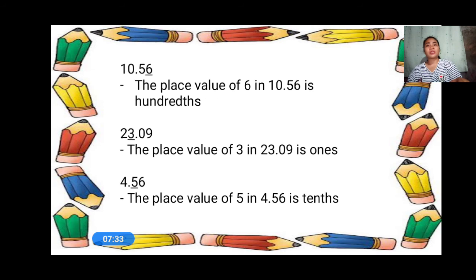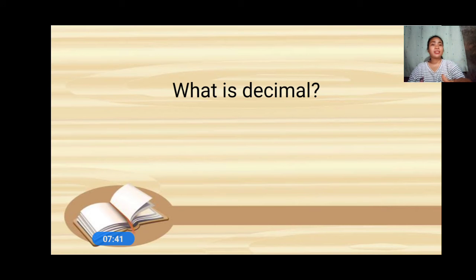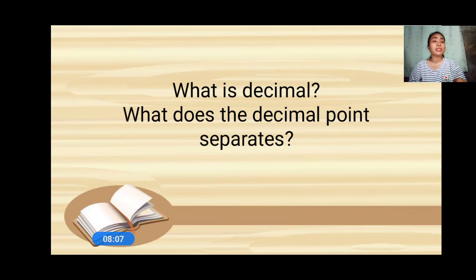Okay, very good. So, I have here questions. Are you ready? Okay, so everyone, what is a decimal? It is a number that uses numbers, a decimal point, and the meaning of place value. And then, what does the decimal point separate? It separates the whole number from the decimal. What's the use of the decimal point? It separates the whole number from the decimal.